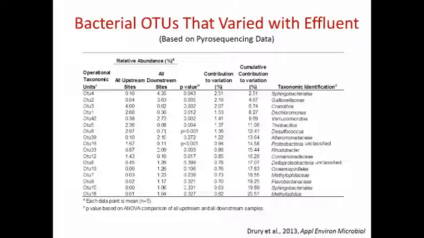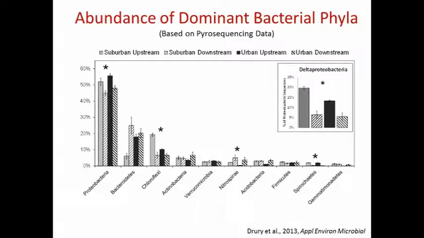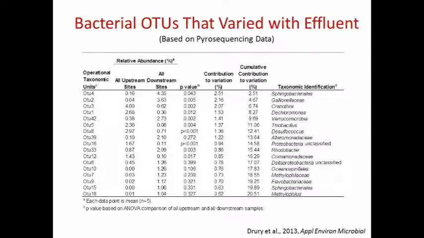We can also look down at even finer scale. So this is sort of large bacterial taxa, like proteobacteria, bacteroidetes. But if you go down to look at even the species level, we can ask which species are changing dramatically between the upstream and the downstream sites. And we saw a number of bacterial species that had changed quite significantly.